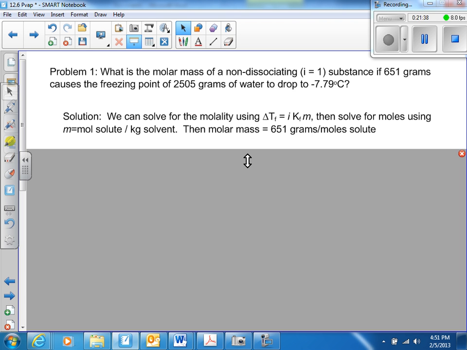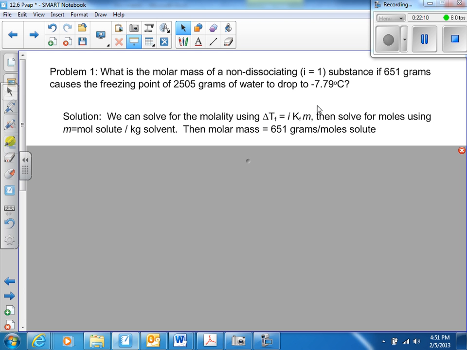Whew! Okay, we're going to have to use the equation. Delta Tf is i Kf m. Where students get stuck is knowing which part is the solute and which is the solvent. So the 651 grams is your solute. The water, more stuff, is the solvent. And you have to memorize the equation for molality, moles solute per kilogram solvent. Okay, so we will use this equation to solve for molality.